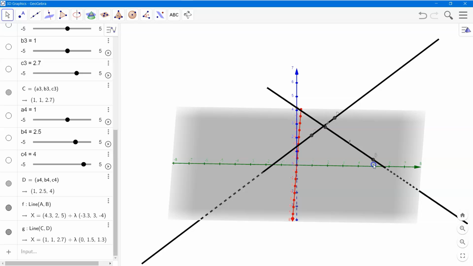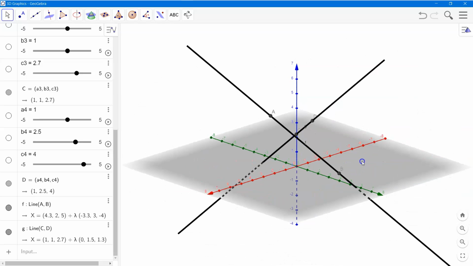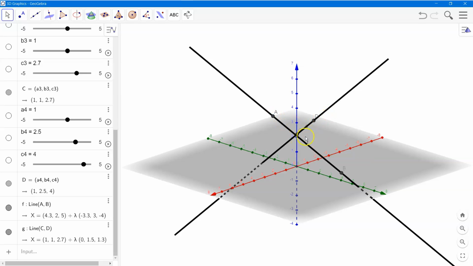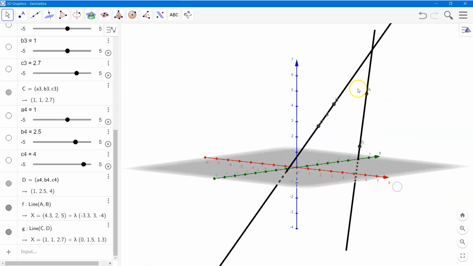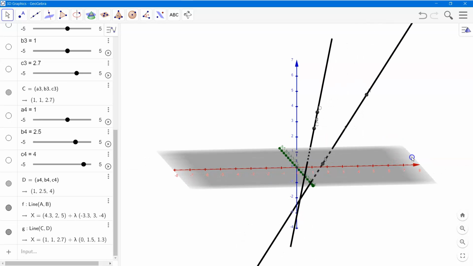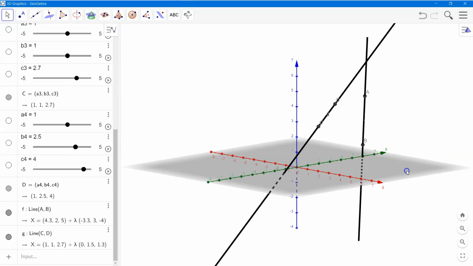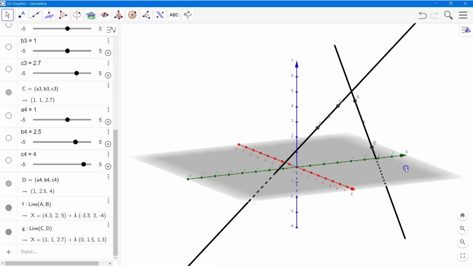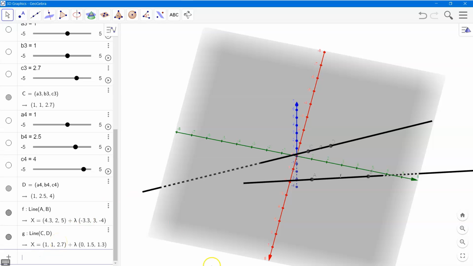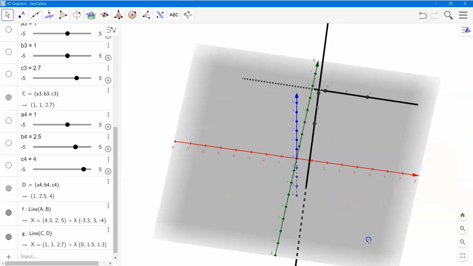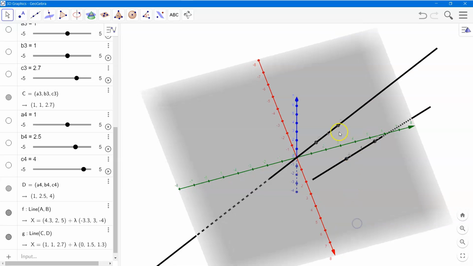Now, if you rotate this, you notice that these two lines look as if they are intersecting each other when looked at from one side. But as you rotate it, you realize that they are actually not intersecting. Lines which are neither parallel nor intersecting, like these two lines, are called skew lines. What we have to figure out is the shortest distance between them. So the shortest distance would be somewhere here, right? Okay, so let's see.